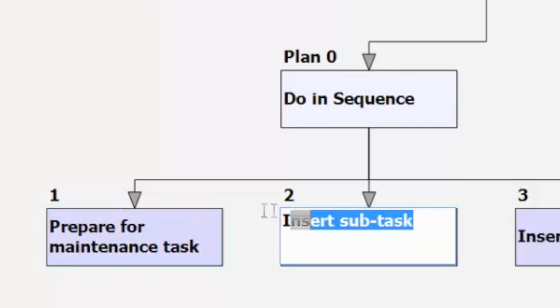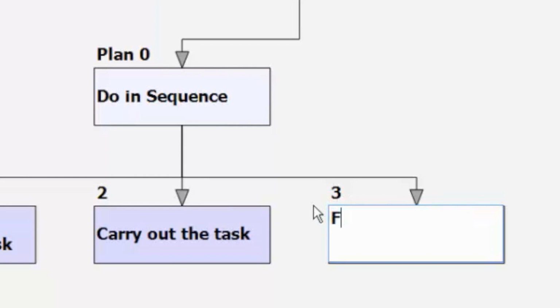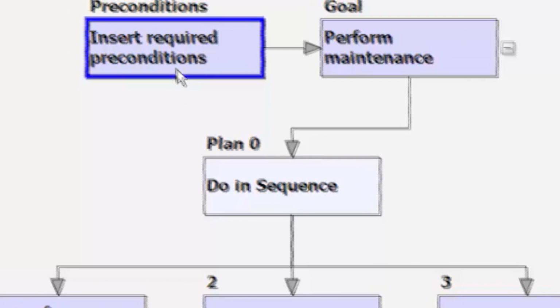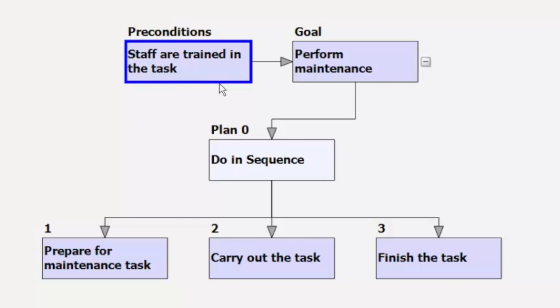Then we might have carry out the task. And then there are various things that we have to do to finish the task. By the way, the conditions here will be things that we're not going to analyse in detail. So they will be things like staff are trained in the task. So basically we're saying that this is a necessary precondition in order to begin this task.